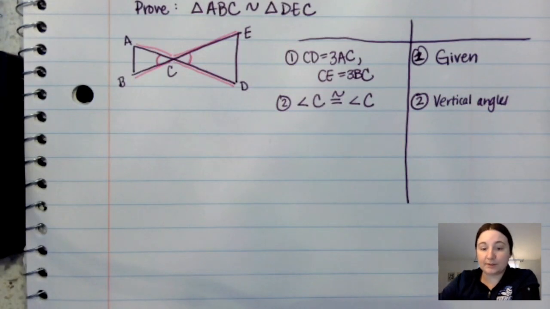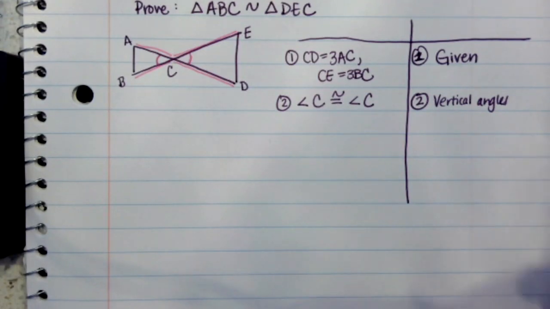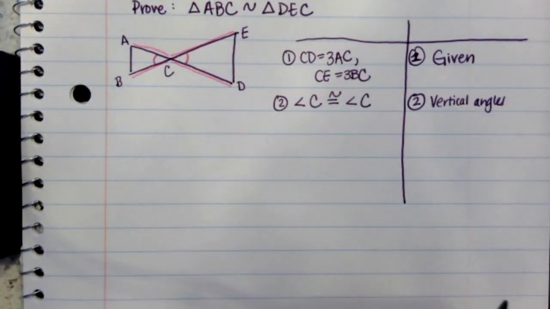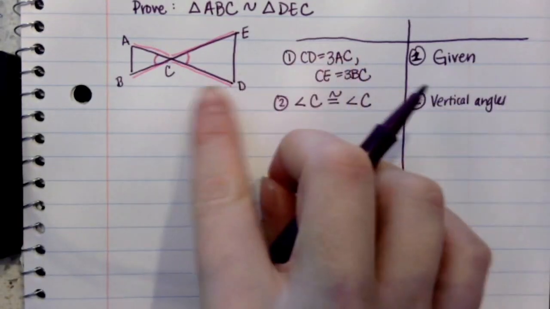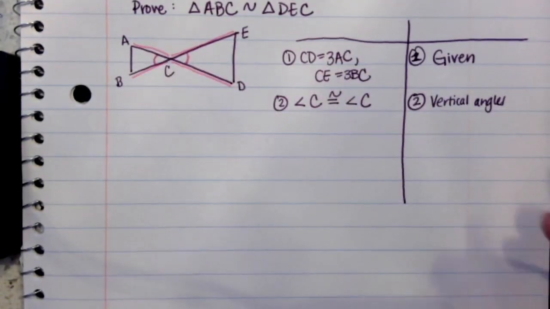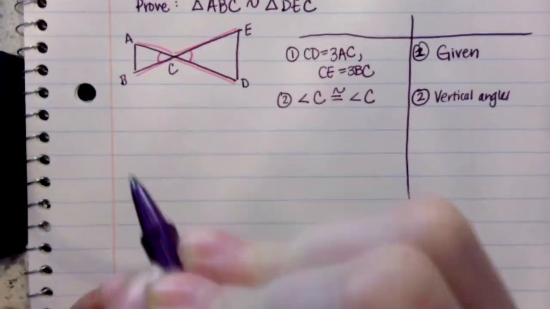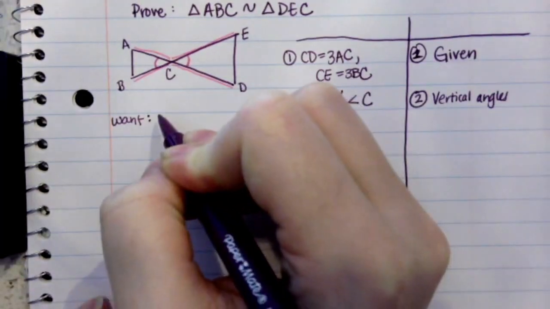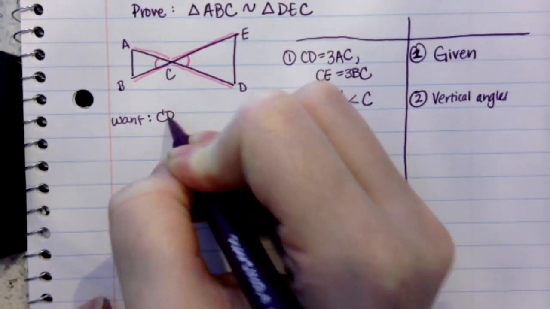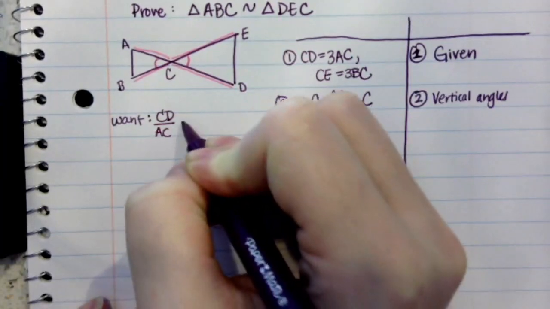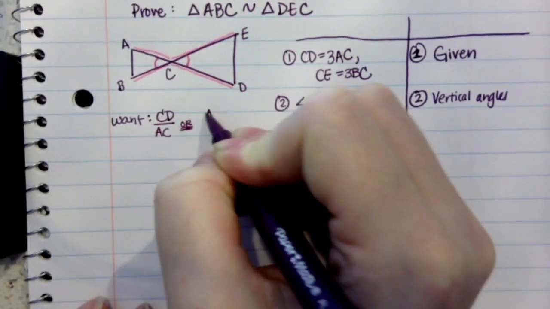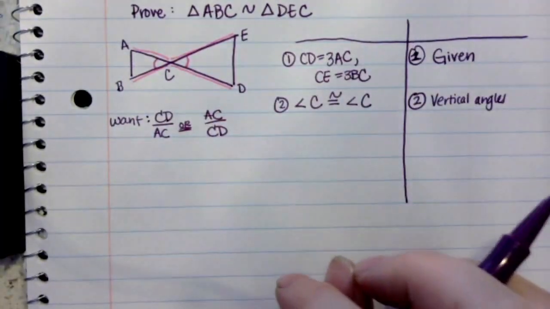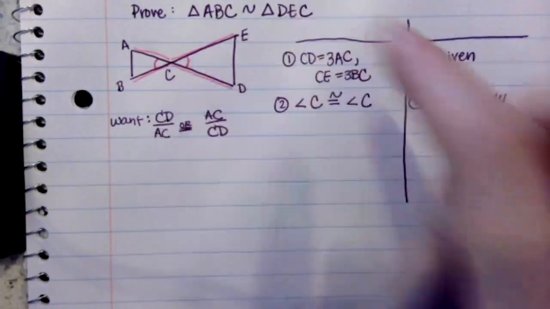I'm going to get rid of my picture because it's in my way. So the next thing is we want to do something with these sides. And basically what we're trying to find is we're trying to prove that the ratio of sides is the same. And this is almost there, but not quite. So kind of what we want is the ratio of CD over AC, or vice versa, like AC over CD. We want the ratio of this side to this side. And then we also want to do the same for BC and CE. We want the ratio.